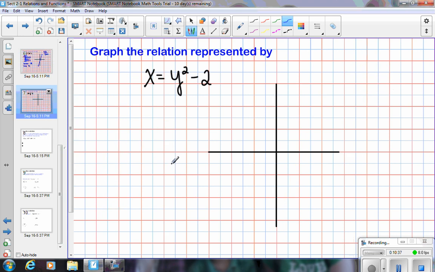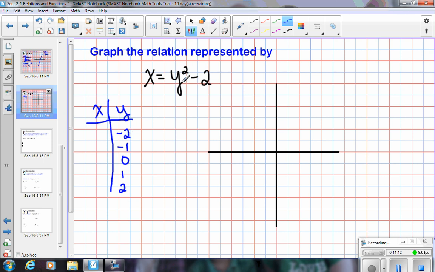For the next graph, or the next relation, we're going to look at x equals y squared minus 2. Now this is a little different. Notice that instead of y equals something in terms of x, we've got those switched around. So when you make a table of values, I'm going to list them as x, y, because when we do our ordered pairs, we plot them that way. But here you're going to want to pick values of y instead. And I'm going to actually pick a few more values on this one and substitute the values in.